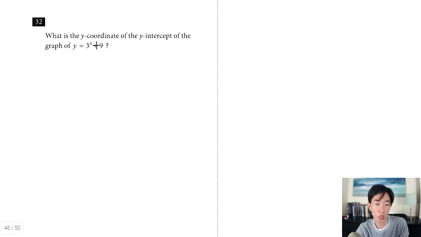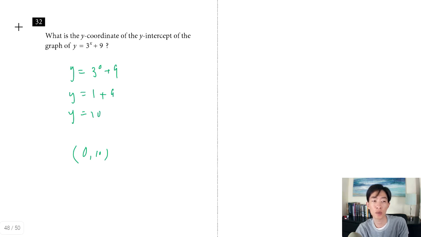Question 32, what is the y-coordinate of the y-intercept of the graph of y equals blah, blah, blah? The y-intercept is when a graph crosses the y-axis. That's when x is equal to 0. So to solve this, we just make x 0 and see what y is. So that becomes y equals 3 to the 0 plus 9. Anything to the 0 is 1, plus 9. That means y is going to be 10. So the ordered pair of the y-intercept is (0, 10). And so the y-intercept is 10, and the y-coordinate of the y-intercept is 10. That's all you had to do for that problem.